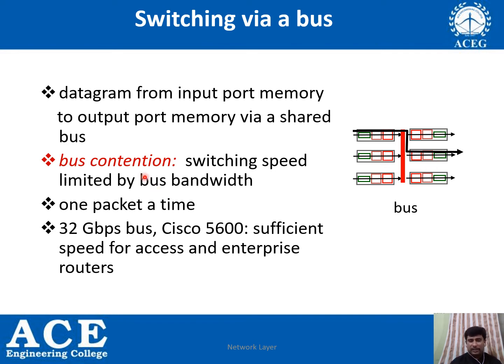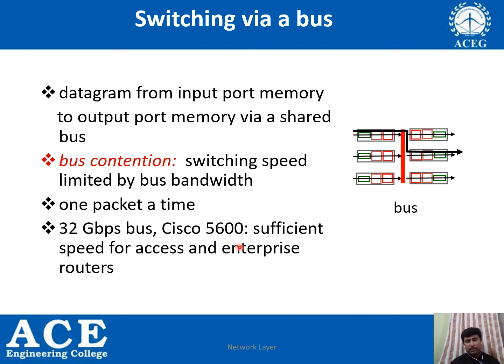And what is the bus contention? It's how it is being utilized. The switching speed of this is limited by the bus bandwidth. So the capability of how many packets can be forwarded and how many devices can be connected, everything will depend on the bus which we are using here and its bandwidth capability. And here also the processing speed is one packet at a time, and the bus which is generally used is a 32 Gbps bus. So the Cisco 5600 model has sufficient speed for access and enterprise routers.